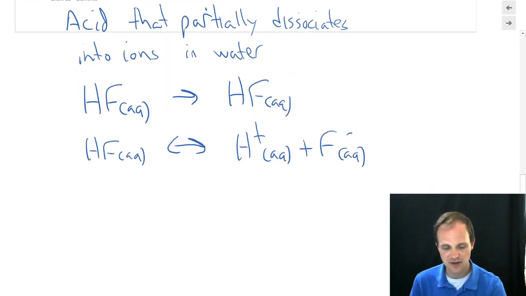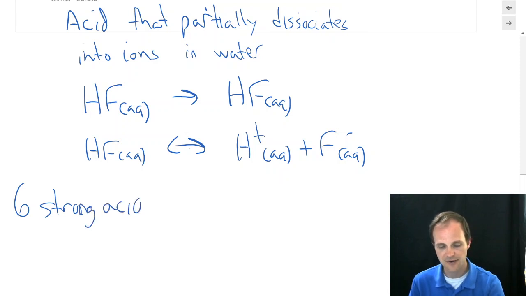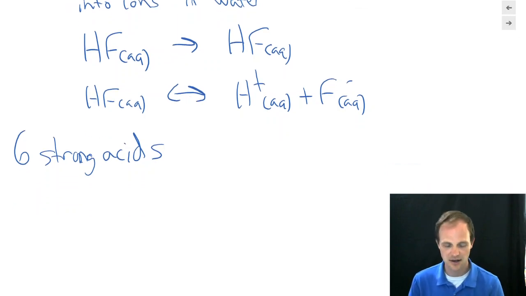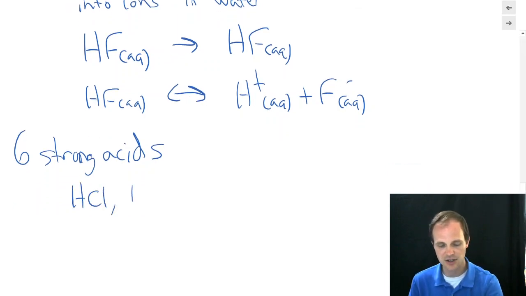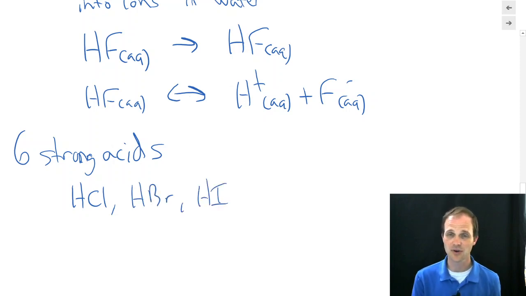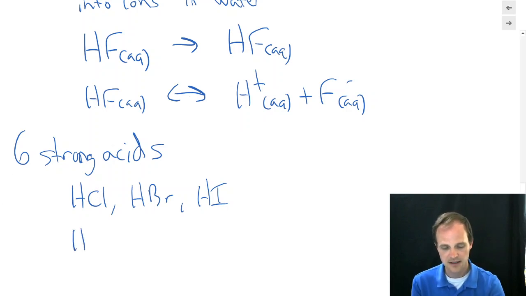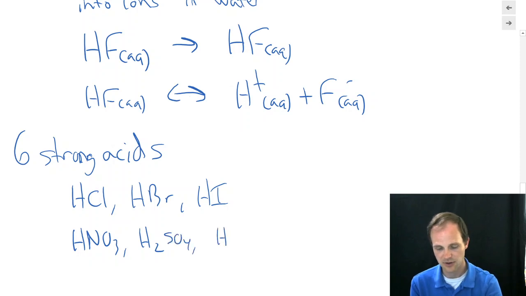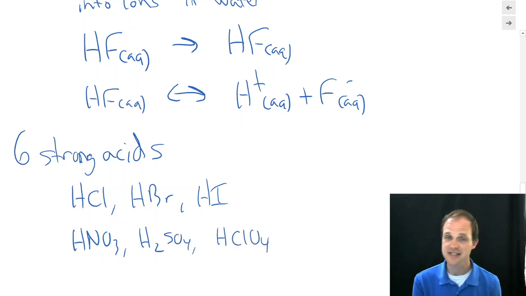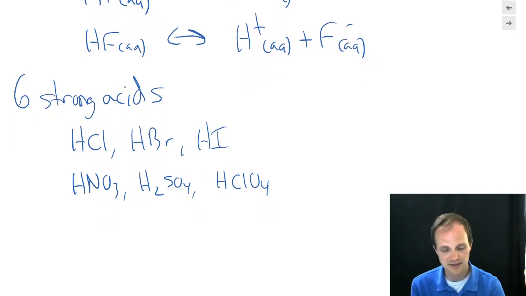How do we know if something's a strong acid or a weak acid? Turns out it's pretty easy because there are only 6 strong acids. And every other acid in the world is weak. What are the 6 strong acids? There are halogen buddies, HCl, HBr, and HI. Notice who's not on that list is fluorine. HF, hydrofluoric acid, is not a strong acid. Nitric acid, sulfuric acid, and perchloric acid. Those are the 6 strong acids. All other acids are weak.